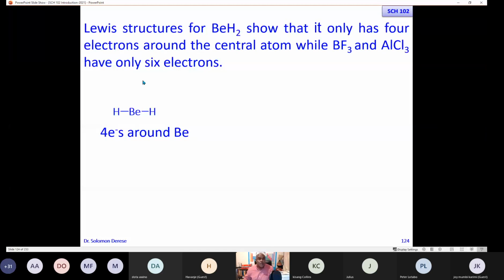The other group of elements that will have an incomplete shell of electrons are the compounds formed by group 3A elements, like boron and aluminum. So when boron forms a chemical bond with other elements, it can only form 3 bonds. The same for aluminum, it forms 3 bonds.